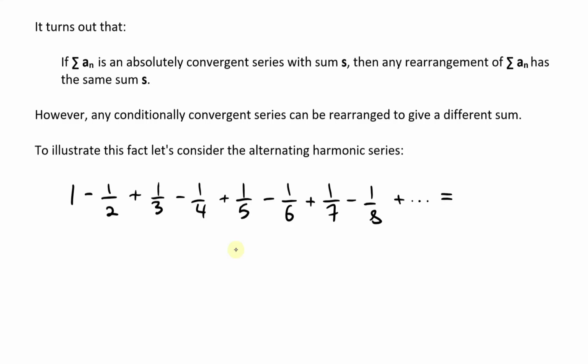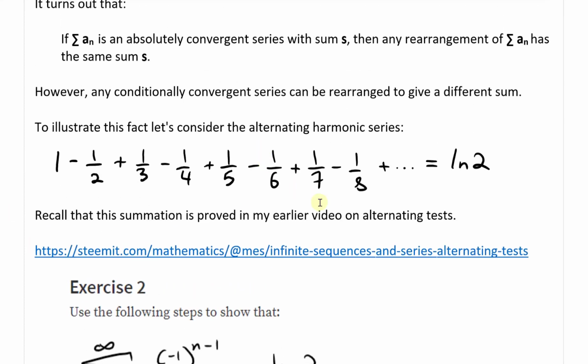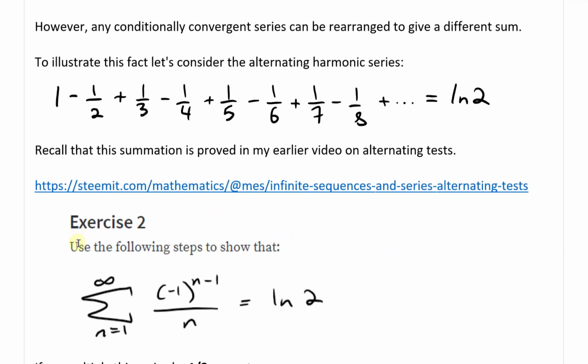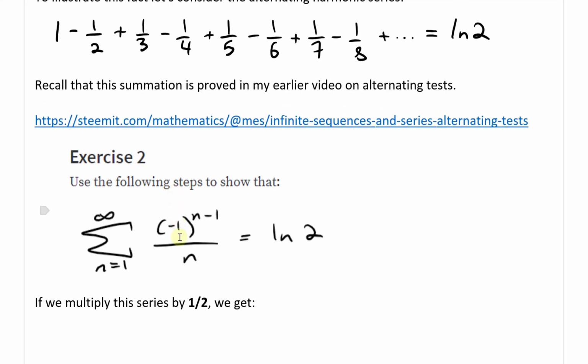And in fact, this equals ln 2, as I showed in my earlier video. Recall that this summation is proved in my earlier video on alternating tests. And this one here, recall that this is from an exercise: use the following steps to show that this summation, the alternating harmonic series, equals ln 2.